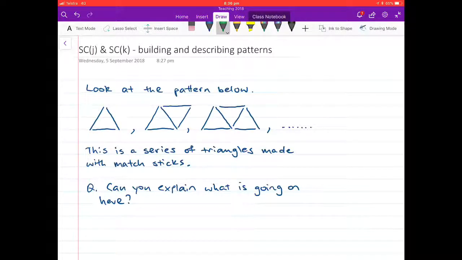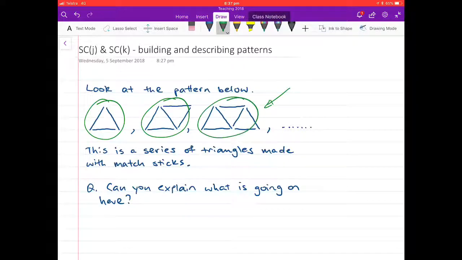Alrighty, have a look here at success criteria J and also K, which is looking at building and describing patterns. What we've got here below is a series of triangles that we make with a heap of matchsticks, and we can just see how that pattern increases. So we're starting off here with one triangle, next pattern we've got two, next pattern here we've got three triangles.